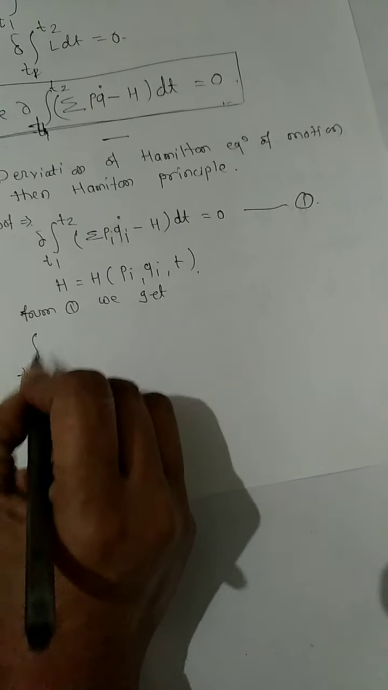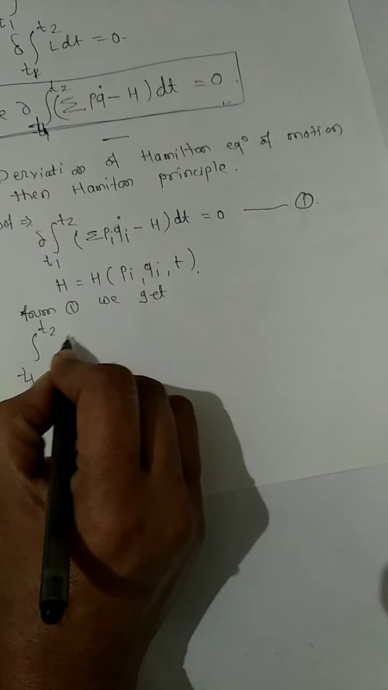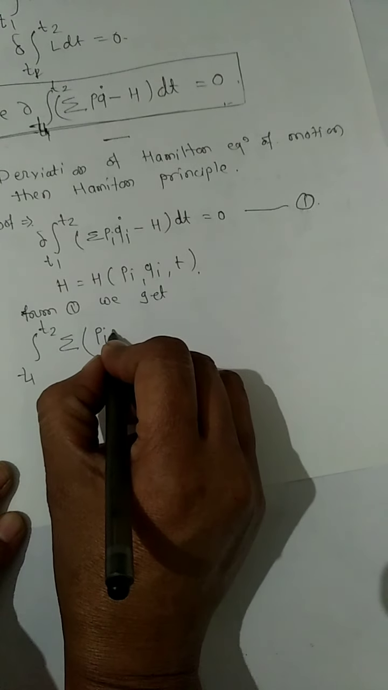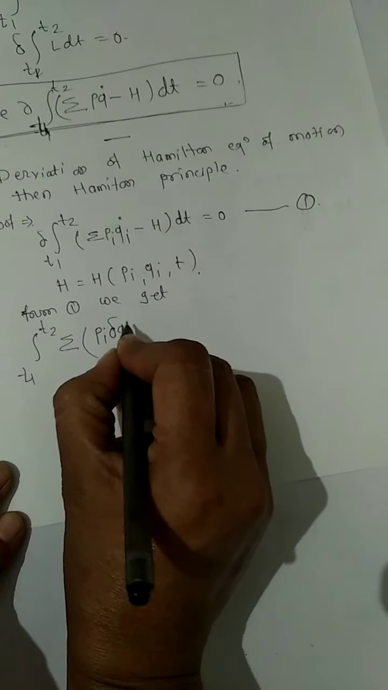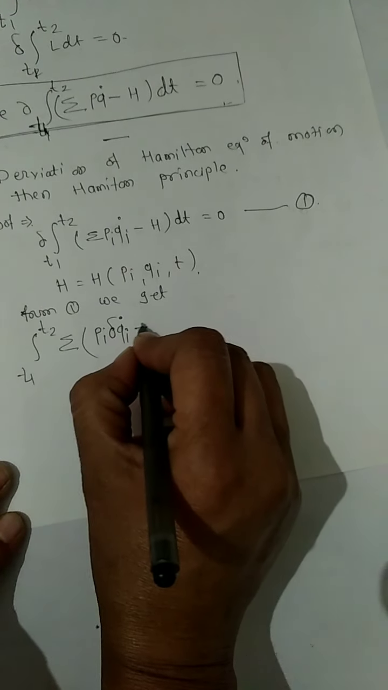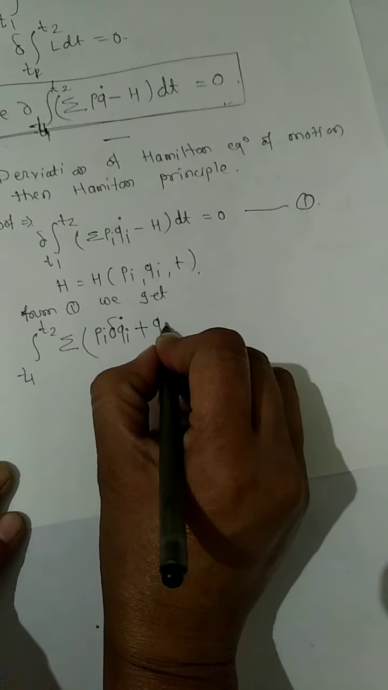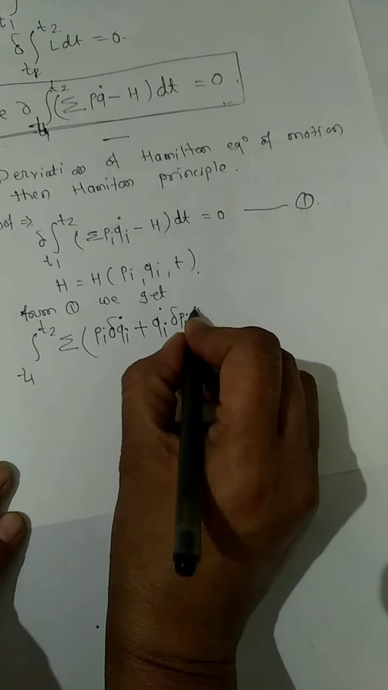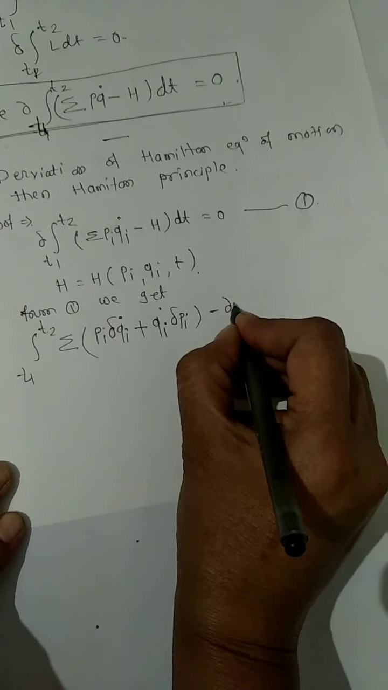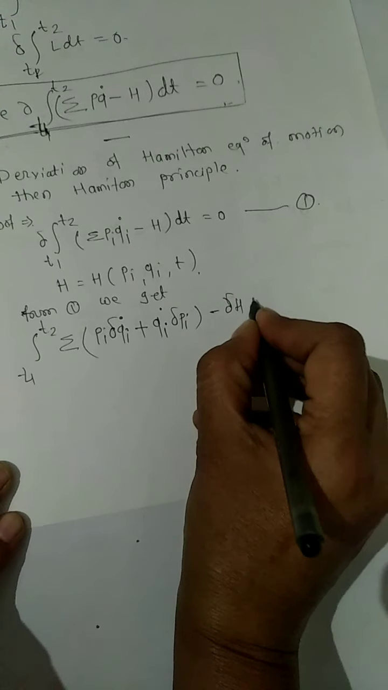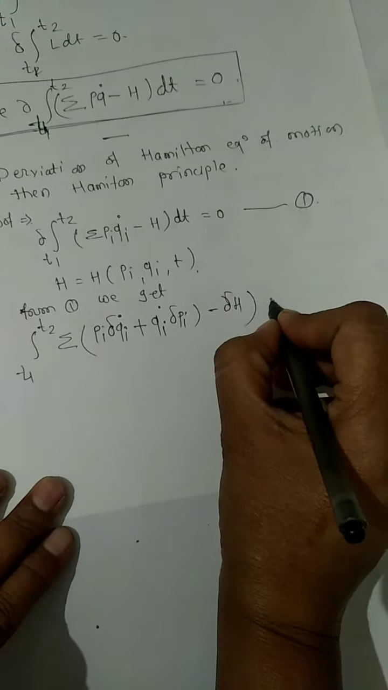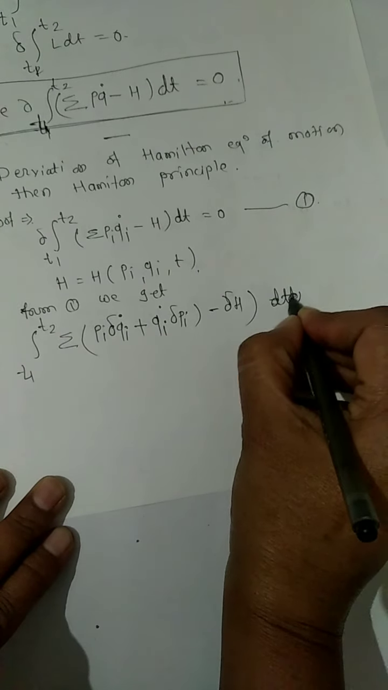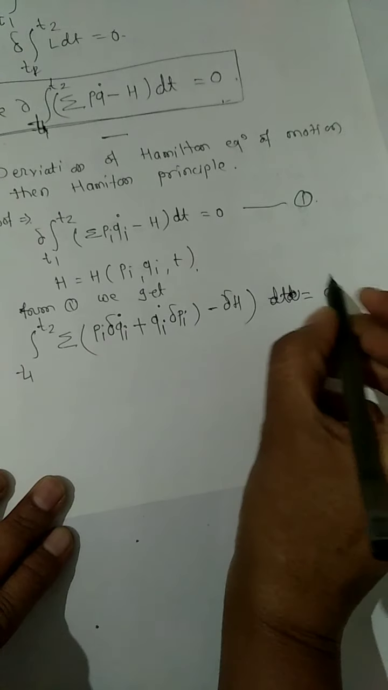integral T1 to T2 summation of Pi into derivative of Qi dot plus Qi dot into derivative of Pi minus derivative of H into dt is equal to 0.